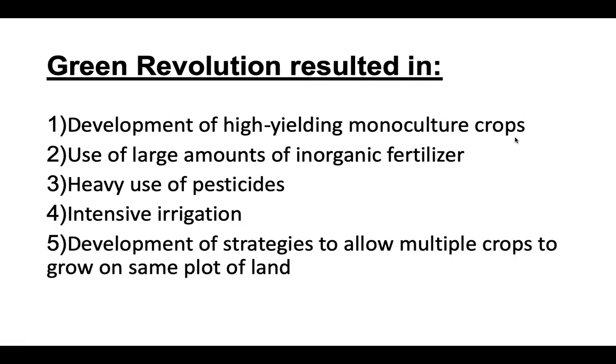So if we want to break it down into the 5 main points that the Green Revolution resulted in, you got the development of high-yielding monoculture crops. And again, we said that monoculture means they're growing one crop in that area. Use of large amounts of inorganic fertilizer, so it's not natural, so it's not organic, inorganic fertilizer. Heavy use of pesticides, intensive irrigation or watering techniques, and the development of strategies to allow multiple crops to grow on the same plot of land.